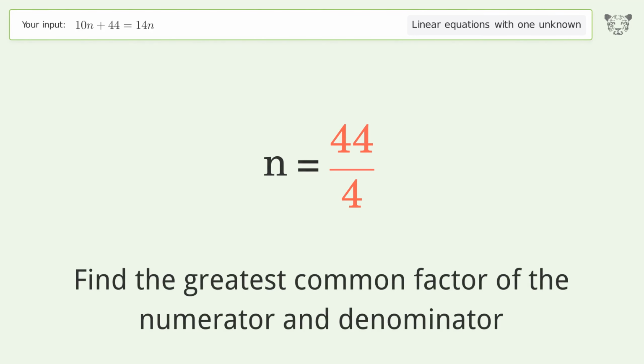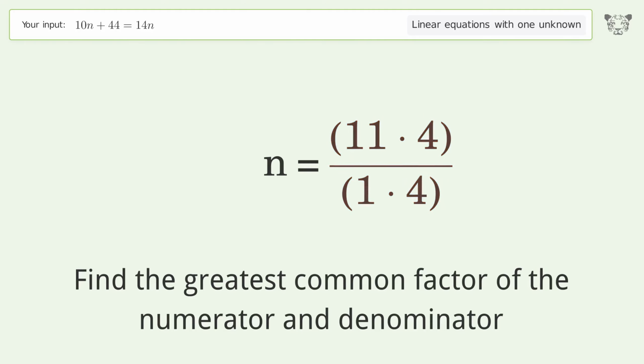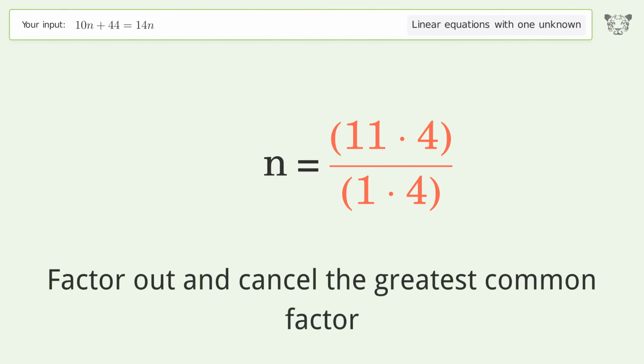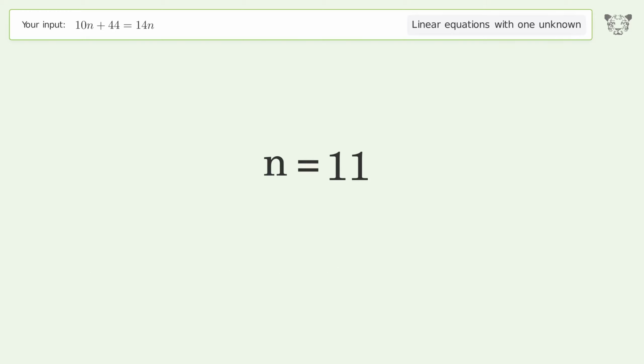Find the greatest common factor of the numerator and denominator. Factor out and cancel the greatest common factor. And so the final result is n equals 11.